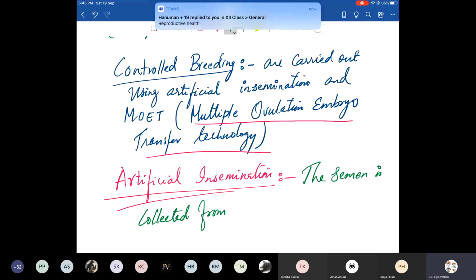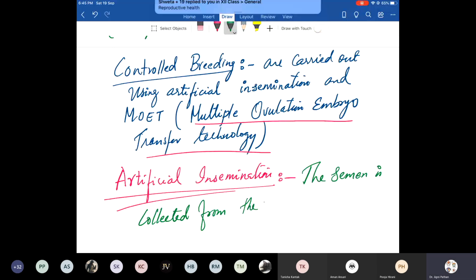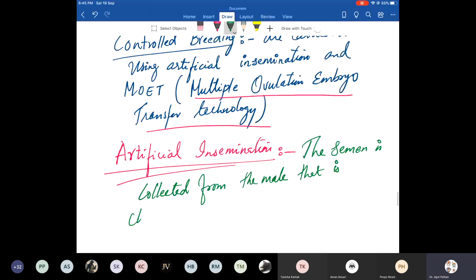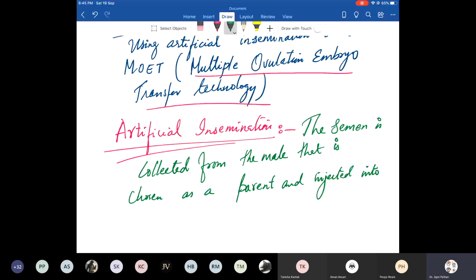Semen is collected from the male that is chosen as a parent and injected into the reproductive tract of the selected female by the breeders.